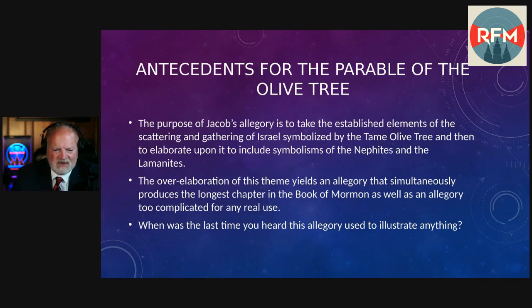So what Joseph Smith is doing is he's taking these established elements and building a parable that starts with the scattering and gathering of Israel. And then he adds in the Lamanites and the Nephites as one of these branches broken off the original olive tree, which is getting old and decayed, and planted in a distant part of the vineyard, and then grows up. And then it has two different kinds of fruit. There's good and there's bad.